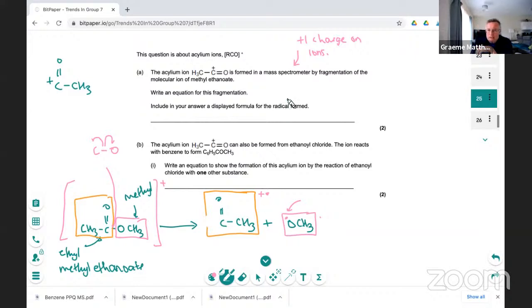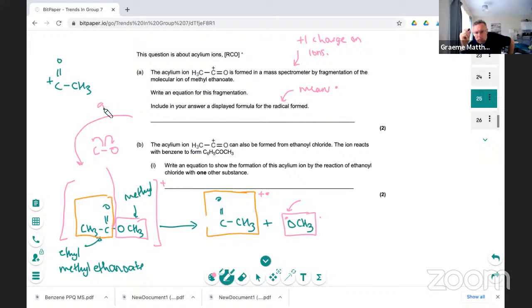And the hint, if you read the question, you're thinking radical, this means that you do have a lone electron on it. All right. So anyway, this was A. But A is this bit here. This is A. And it said the acylium ion can also be formed from ethanoyl chloride. This ion reacts with benzene to form this.